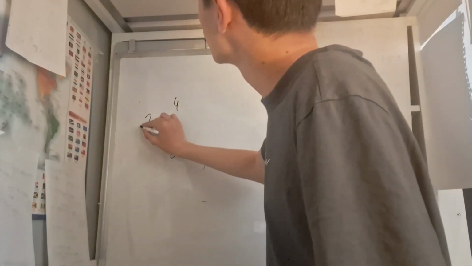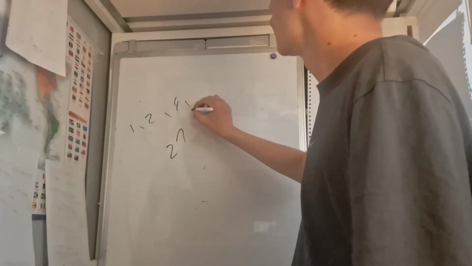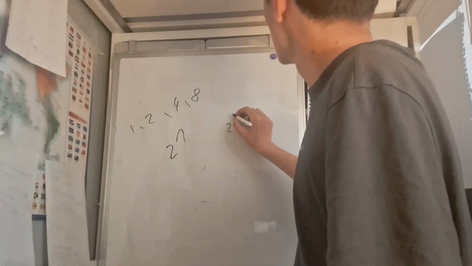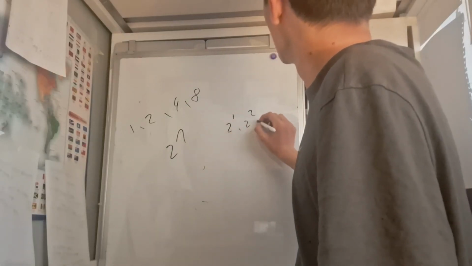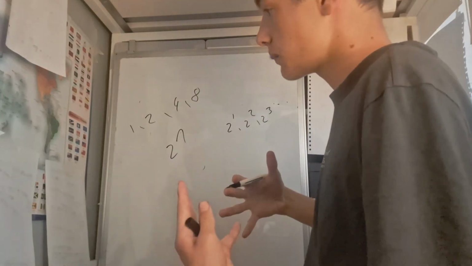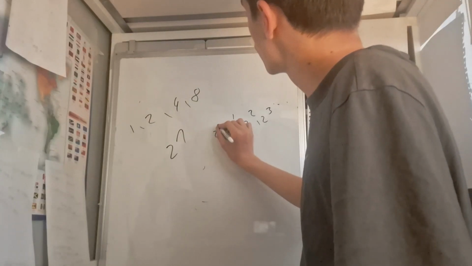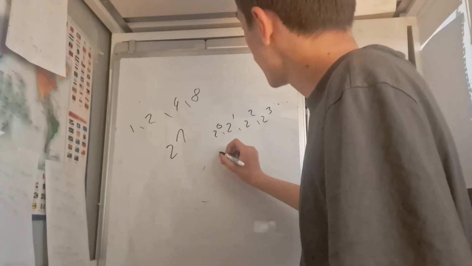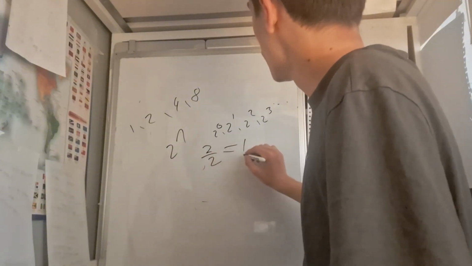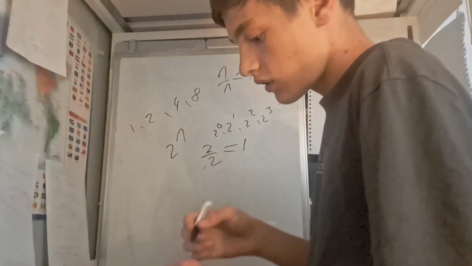Well, actually, there's just one more, which is 1. I'll explain that in a sec. 2, 4, and so on. So that's 2 to the 1, 2 to the 2, 2 to the 3, and so on. And it gets exponentially bigger, it's called exponential. But also 2 to the 0. And any value which is to the 0, you have to write as a fraction, 2 over 2, which equals 1. Any n over n is equal to 1.